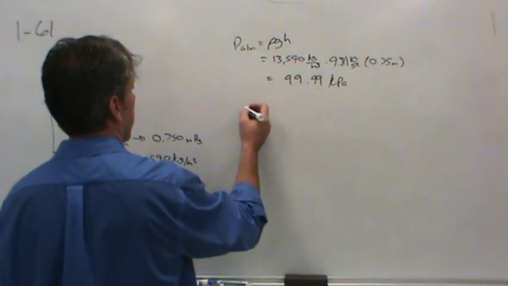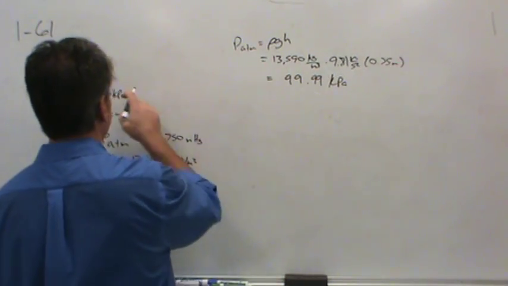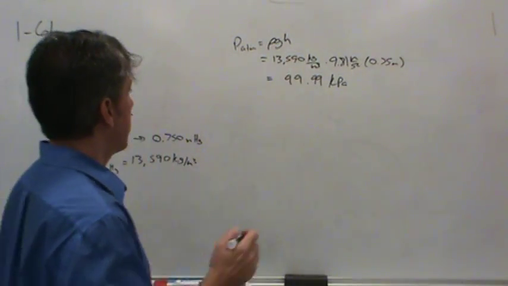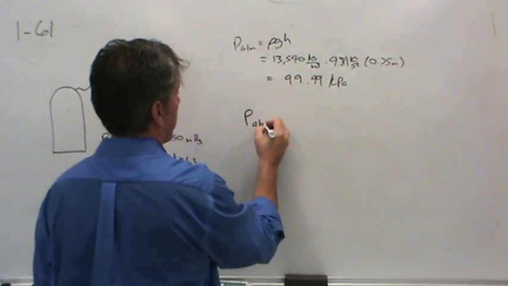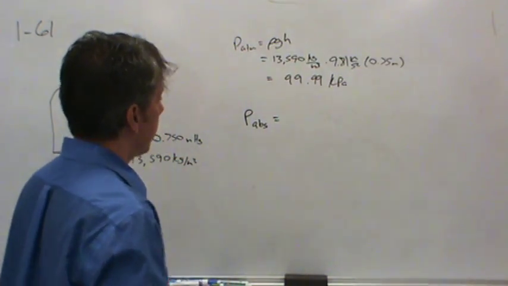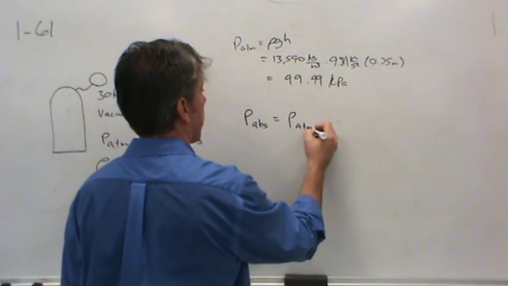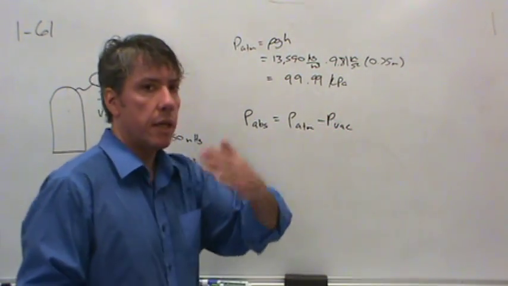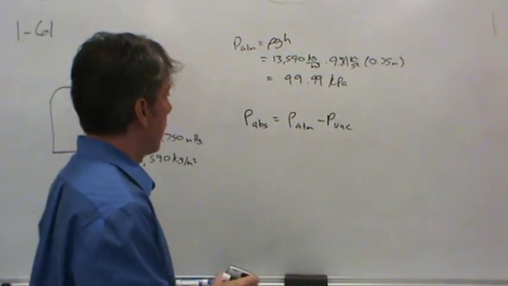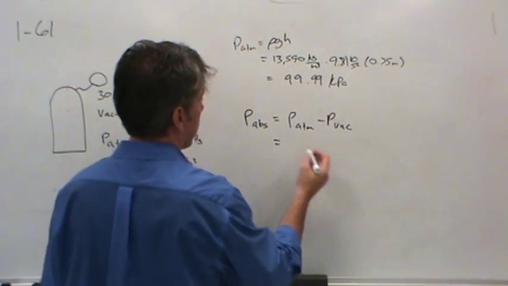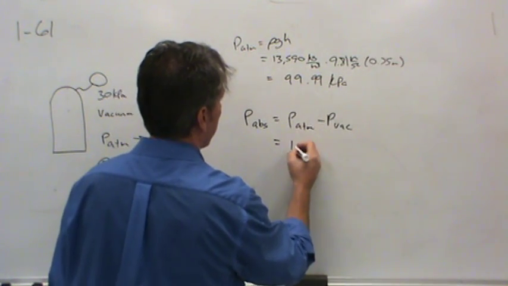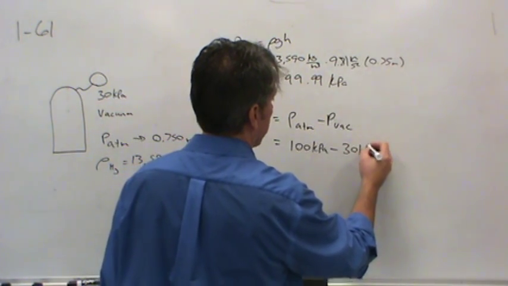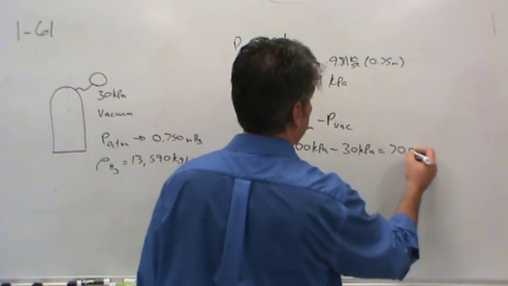Now the vacuum pressure is just measuring how far below atmospheric pressure the tank is. So the absolute pressure in the tank would be equal to the atmospheric pressure less the vacuum pressure, because this vacuum pressure is just measuring down from atmospheric. Okay, so atmospheric pressure, we can reasonably round off to 100 kilopascals. Subtract off 30 kilopascals of vacuum, and the answer is 70 kilopascals.